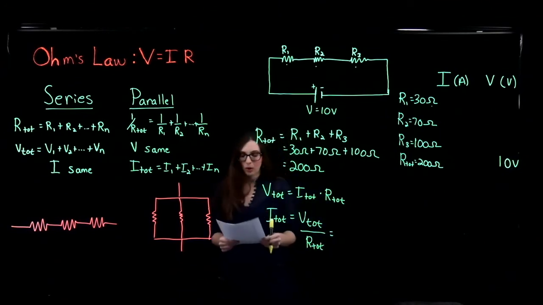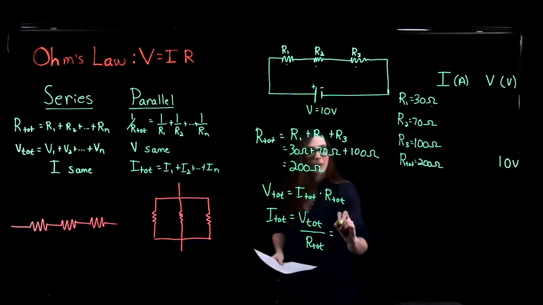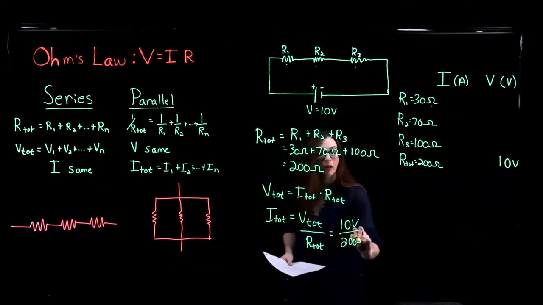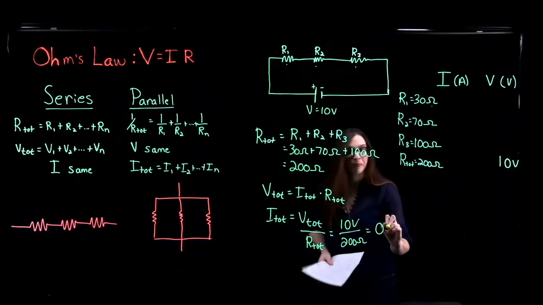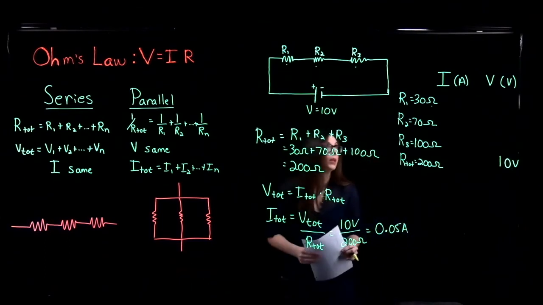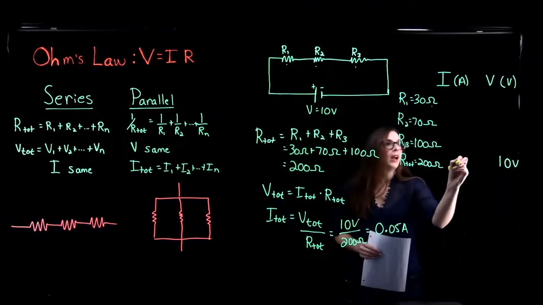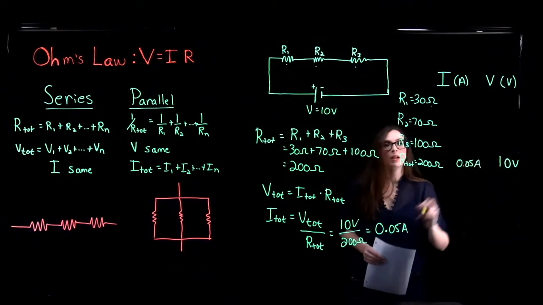Okay? And so then my total current in this circuit is going to be 10 volts divided by 200 ohms, and that's going to give us a current of 0.05 amperes. The units on current are amperes. So for my total circuit, I have a current of 0.05 amperes.